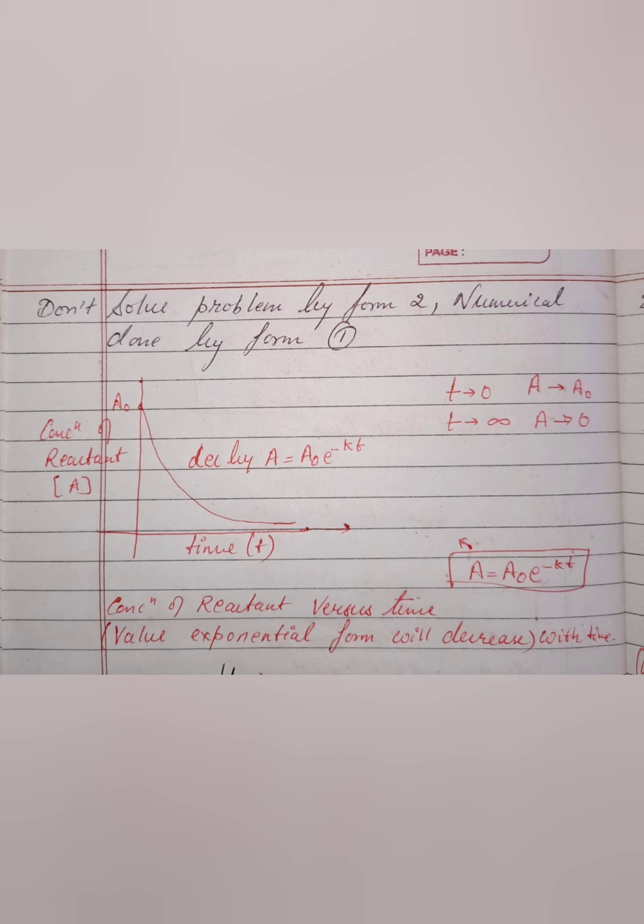Now after this we solve some numerical problems. Here a graph is given. In the graph we take t equals 0 and A equals A naught. T we also take as infinite, and A equals 0. When the graph is formed, it goes on decreasing, in the exponential equation. The equation is A equals A naught e to the minus kt. So here it is concentration of reactant versus time. The graph is formed with these two things, and the exponential value decreases with time. At last I would like to say A equals A naught e to the minus kt. This is also used in the numericals.